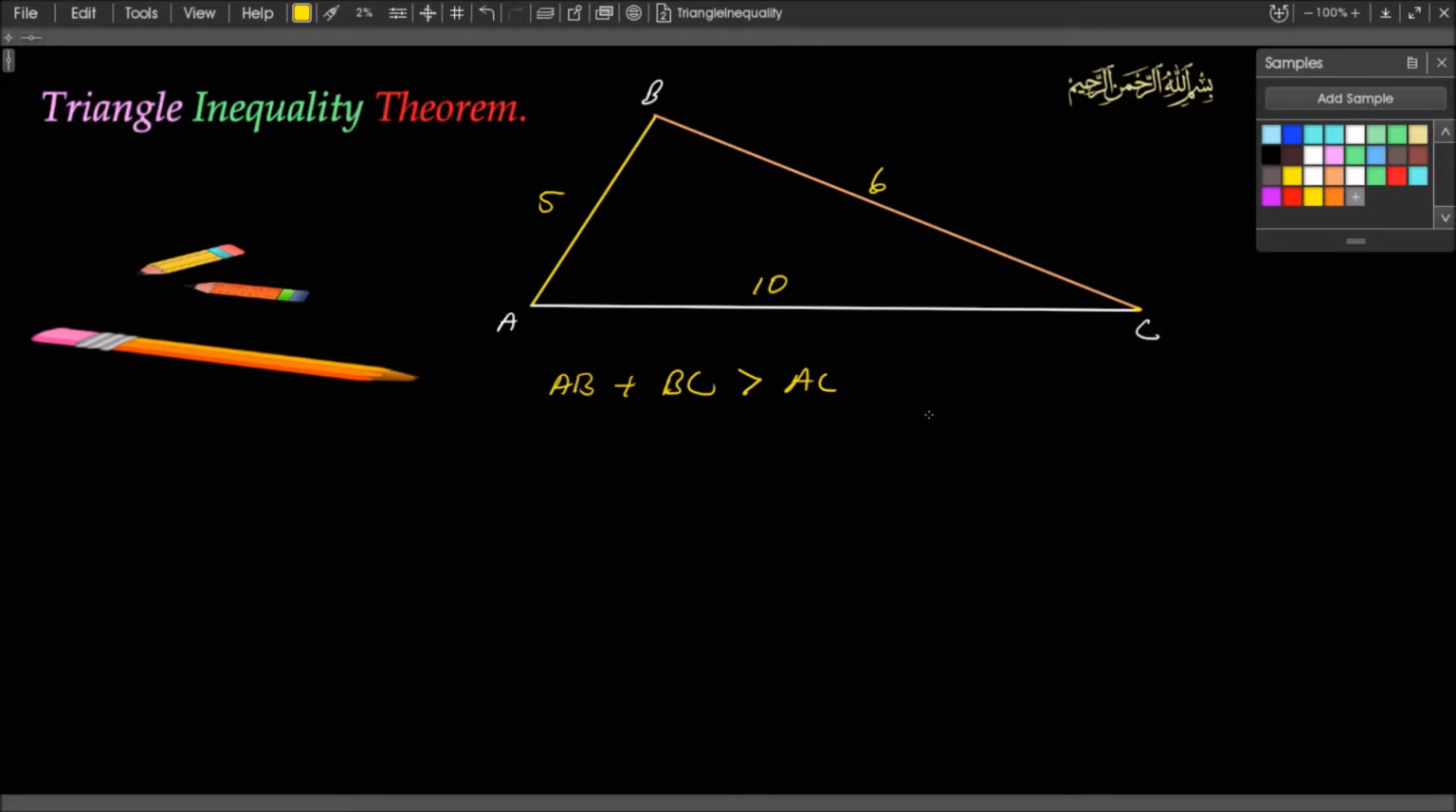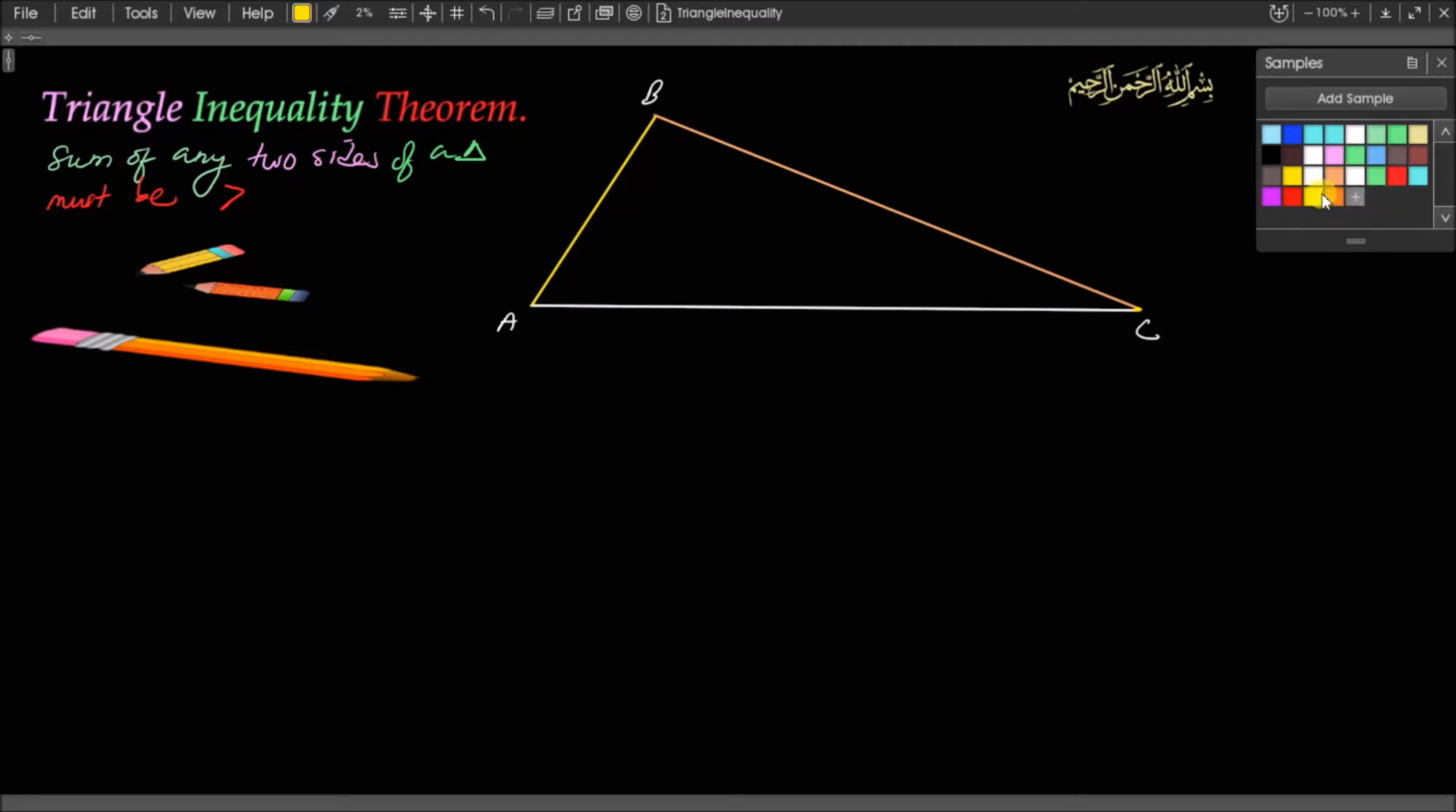The sum of any 2 sides of a triangle must be bigger than the 3rd side. So that applies to any 2 sides. In other words, this side plus this side must be bigger than, when they are added together, this 3rd side. And if you take this side and this side, when you add them together, they must be bigger than the 3rd side. So the triangle inequality theorem states that the sum of any 2 sides of a triangle must be greater than the 3rd side.